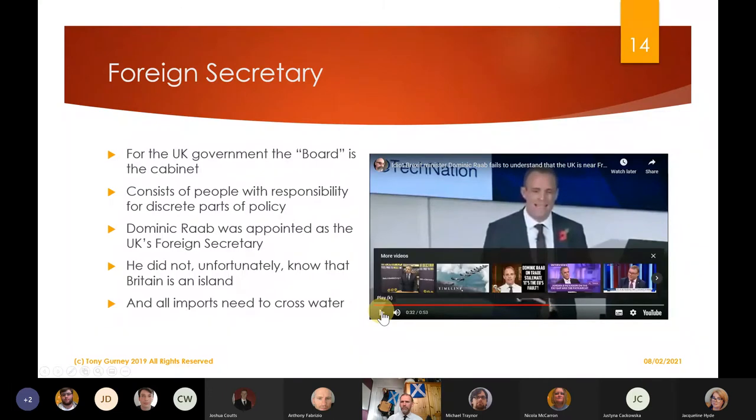So just to recap, the person who was appointed, presumably for his skills, to the UK cabinet at Westminster as the foreign secretary didn't understand that Britain was an island and that trade had to take place over water. And that's what I mean. You need people with skills. You need people who actually understand what's going on, not people who have been appointed because they're a friend or they went to the same school or they've gone to the same clubs.